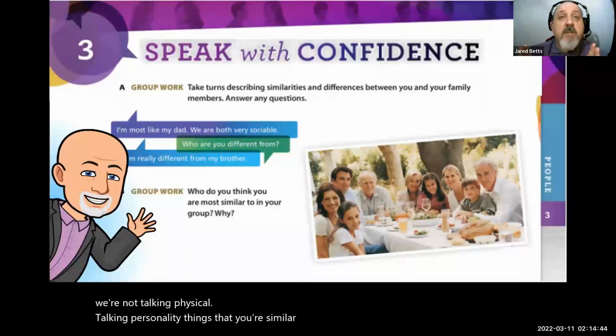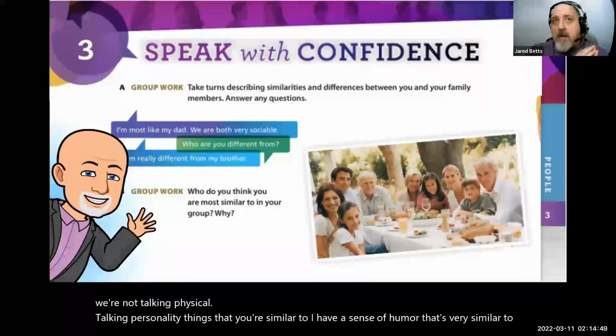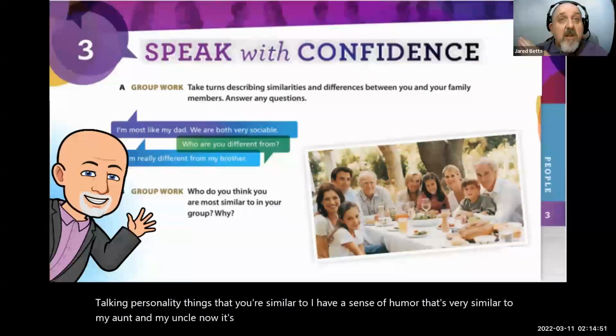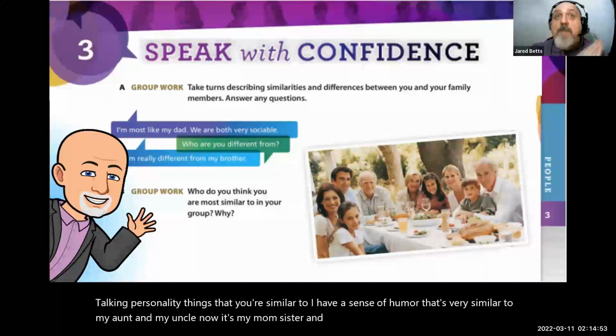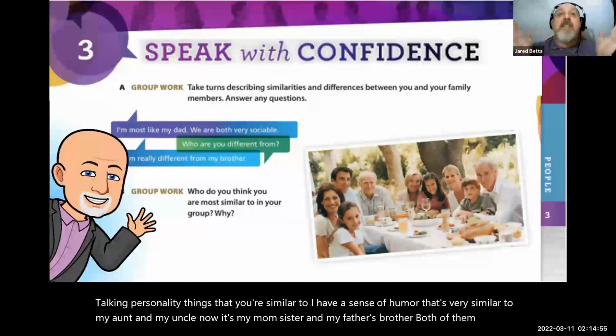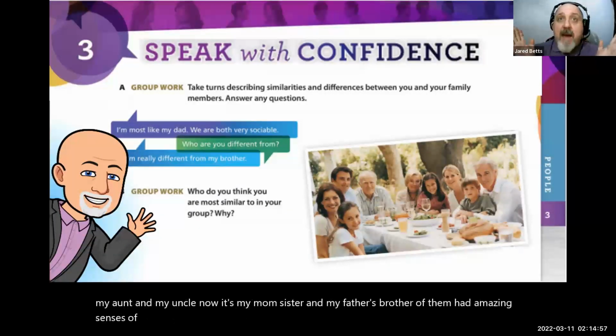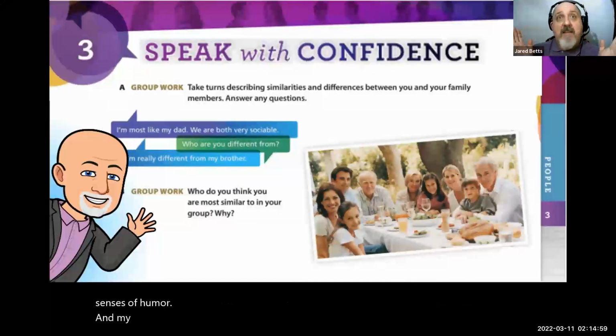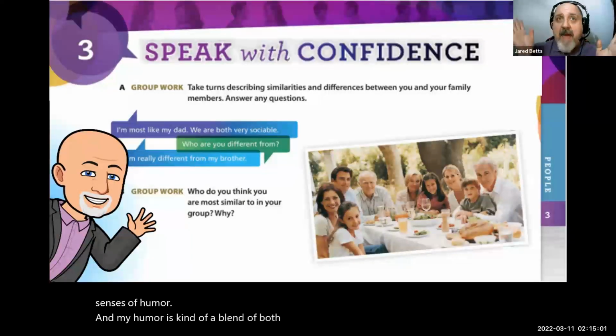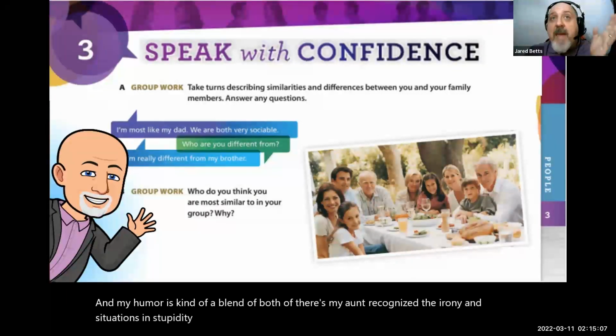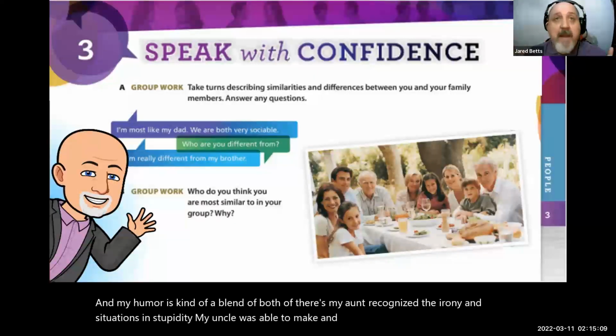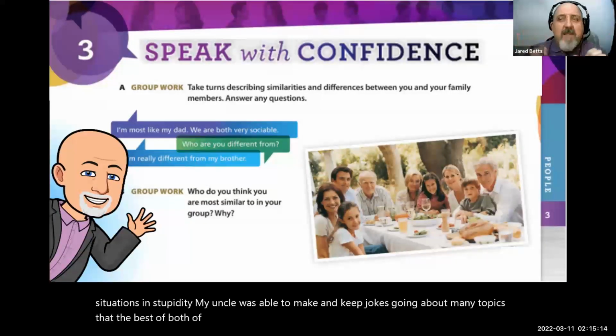I have a sense of humor that's very similar to my aunt and my uncle. Now, it's my mom's sister and my father's brother. Both of them had amazing senses of humor. And my humor is kind of a blend of both of theirs. My aunt recognized the irony in situations and stupidity. My uncle was able to make and keep jokes going about many topics. I got the best of both of them. So I'm kind of a blend of them.